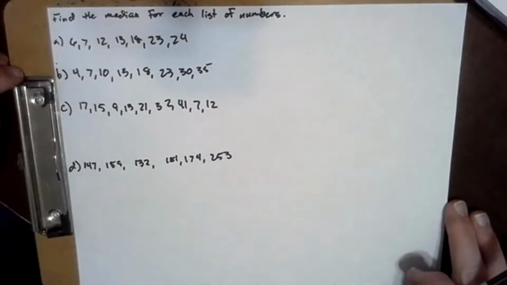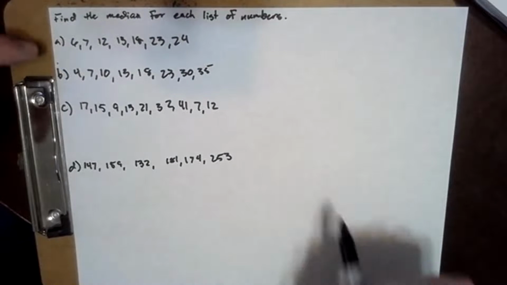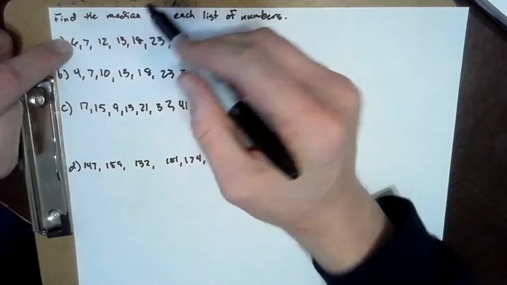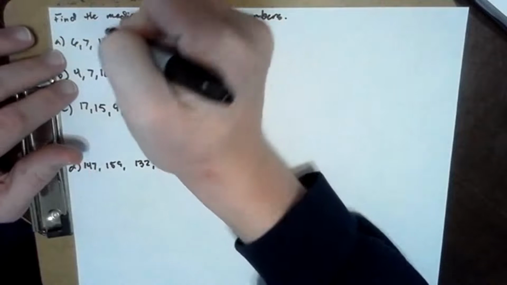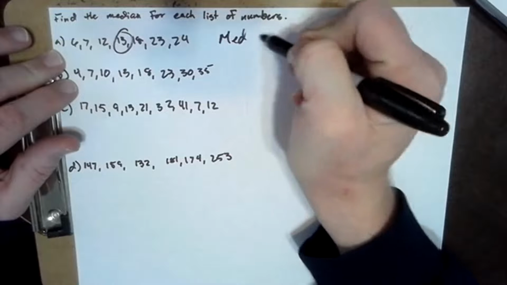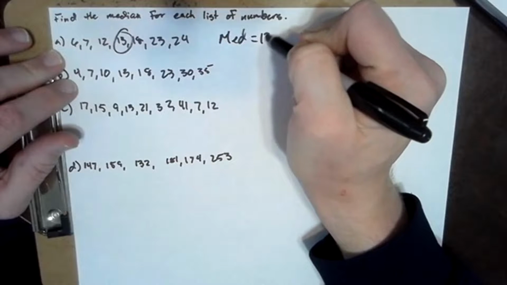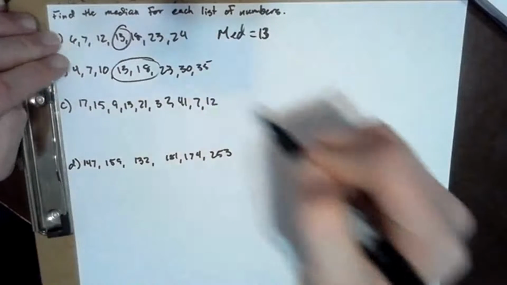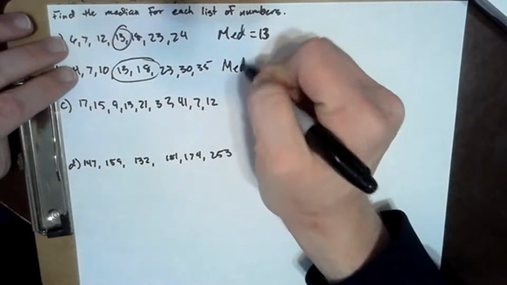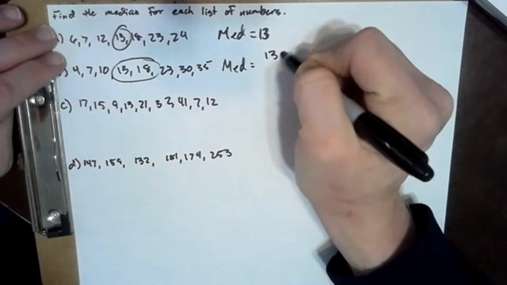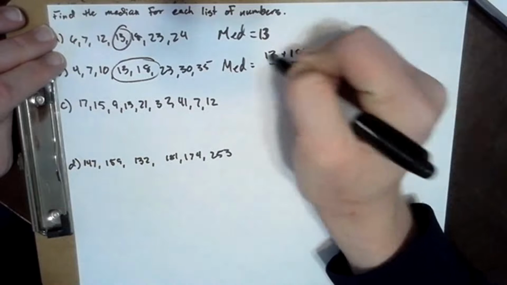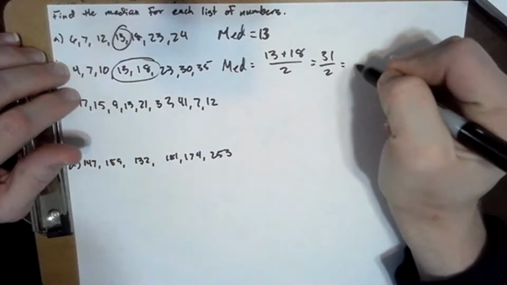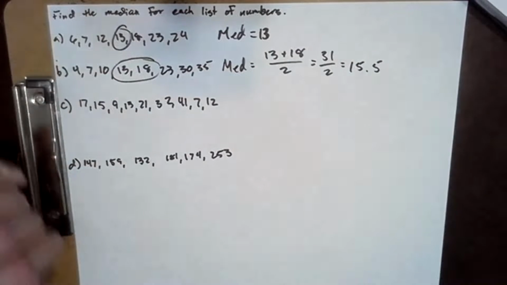Next, we are asked to find the median for each of these lists of numbers. So the first thing we need to do is find either the number or the 2 numbers in the middle. This set has 7 numbers, so that's just the number in the middle. The median is 13. This set has 8 numbers, so we need to take the 2 middle numbers and find their mean to get the median. The median here is 13 plus 18 divided by 2. 13 plus 18 is 31 over 2 gives us 15.5.